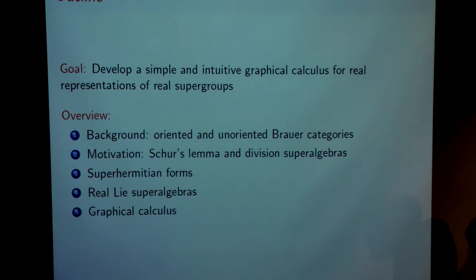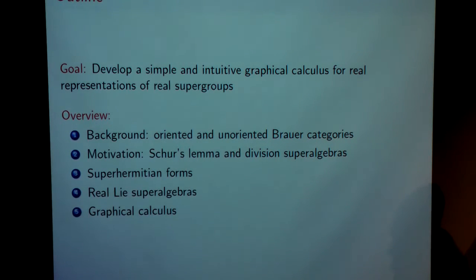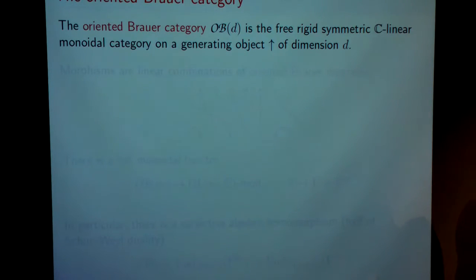And then one other ingredient we'll need are super Hermitian forms over division superalgebras. So we'll recap those a little bit. And then we'll see the real Lie superalgebras that you get out of this data: real division superalgebras and super Hermitian forms. And then that will allow us to develop this graphical calculus that will be basically a generalization of these Brauer categories to the real world. Okay, so here's the background.